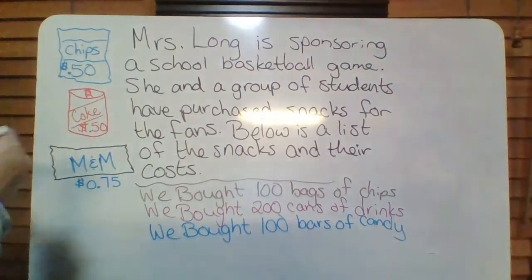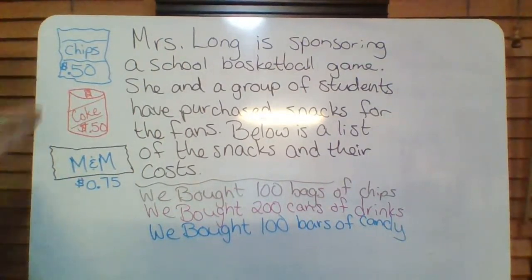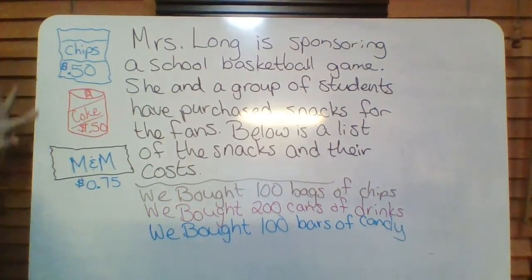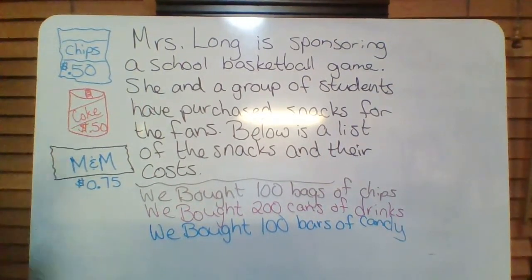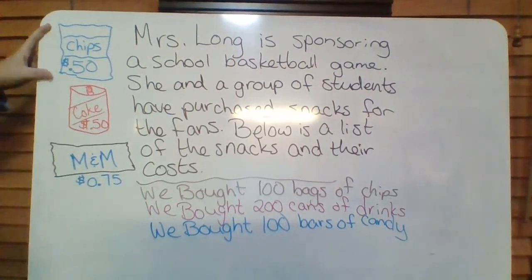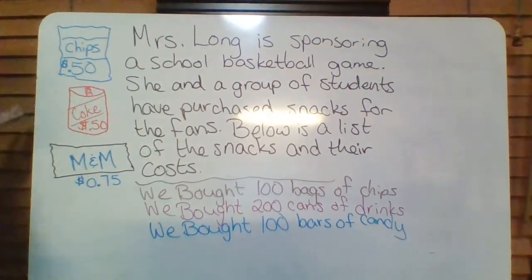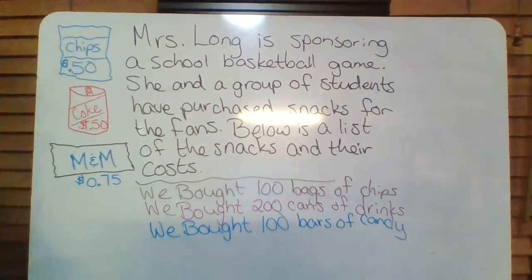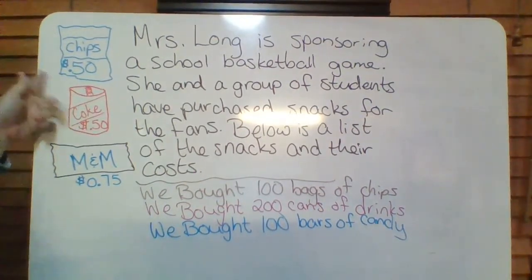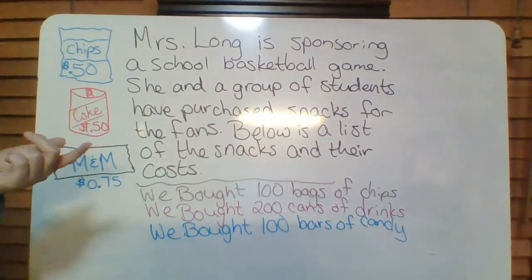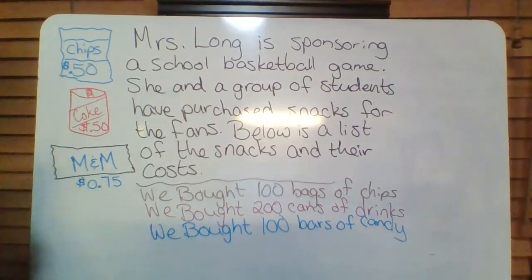So the first thing we got to do is we got to figure out, well, how much did we spend on all of this? Okay, so how much did we spend on all of this? So what do you think we're going to do? If we bought 100 bags of chips and each bag of chips cost us 50 cents, what do you think our logical process would be? I think we should probably multiply the price of the chips times 100 because, well, we bought 100 of them and they cost us 50 cents. So that's what I'm going to do.